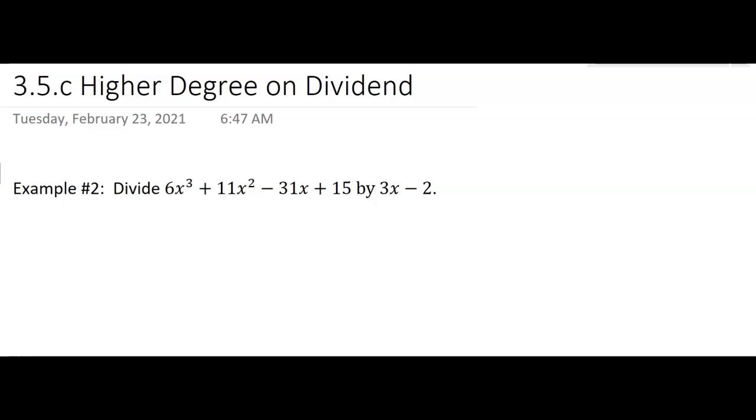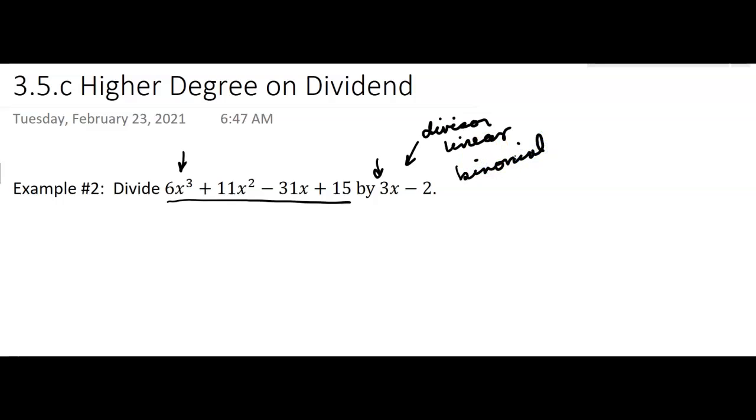Okay, so here we have the dividend. Notice that it is degree 3, so it's a higher degree, and that gives us more terms to work with. This is the divisor. It is linear, but you might notice that it has a coefficient here of 3 instead of 1, like in the last problem. So that might make things a little fun. Also, notice that this is a binomial.